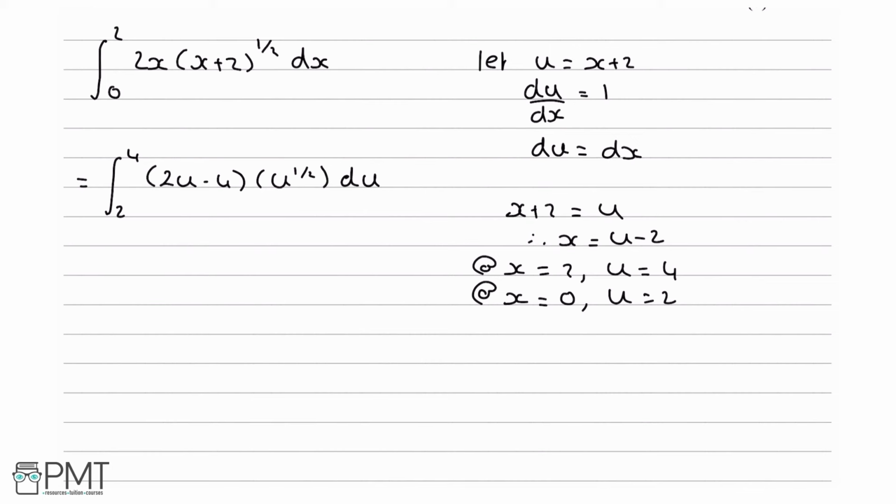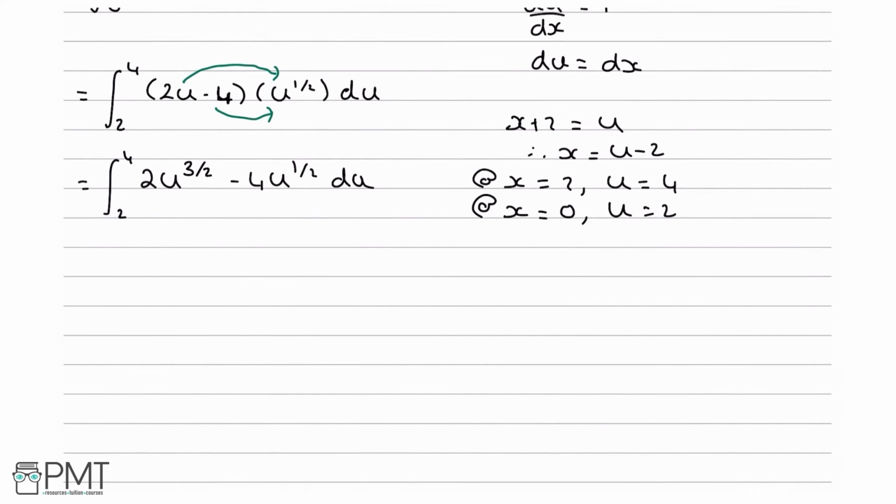I'm going to expand the brackets out now, so it's going to become the integral from 2 to 4 of, let me just rewrite this to make it neater, 2u times u to the half, so that's going to be 2, and then u to the 1 plus half is going to be u to the 3 over 2, and then minus 4u to the half du. All I've done here is 2u times u to the half and minus 4 times u to the half.